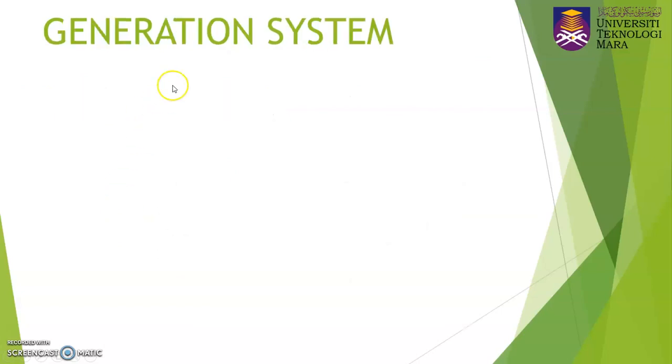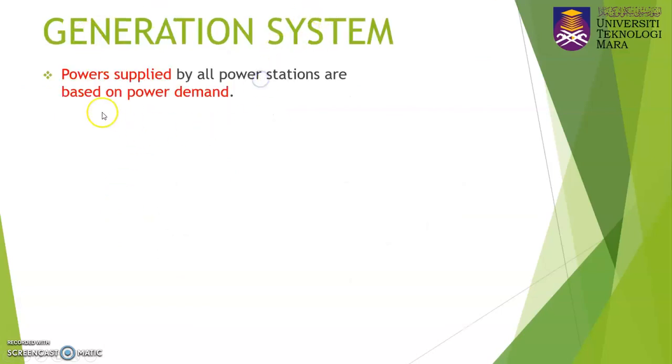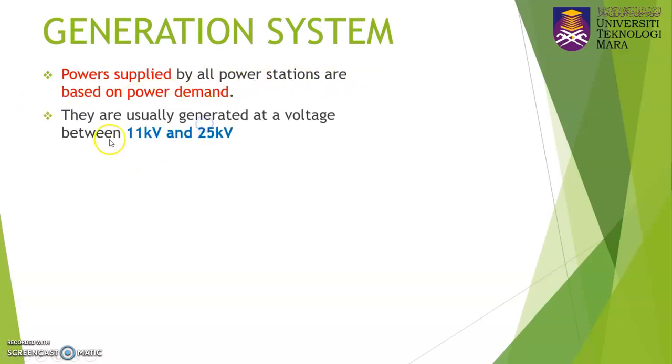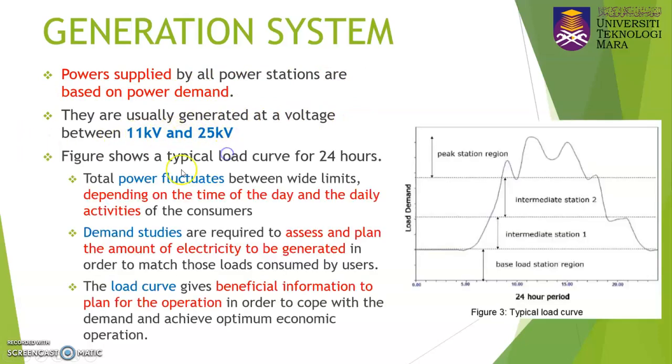Next, for the generation part, the power supplied by all power stations is based on power demand. They are usually generated at a voltage between 11 kV and 25 kV. The figure here represents the typical load curve for 24 hours, where this axis represents the load demand and this axis represents the time in terms of 24 hours. So here you have maybe 5 o'clock in the morning, here 10 o'clock in the morning, here 3 o'clock in the evening, and here 8 p.m.